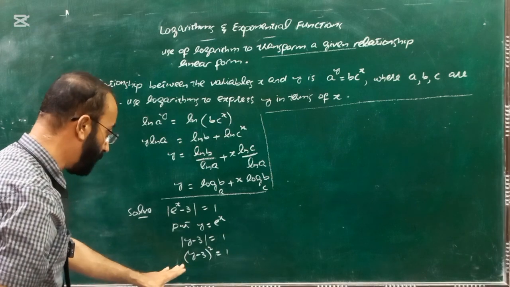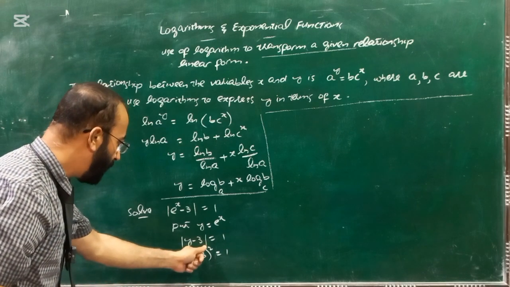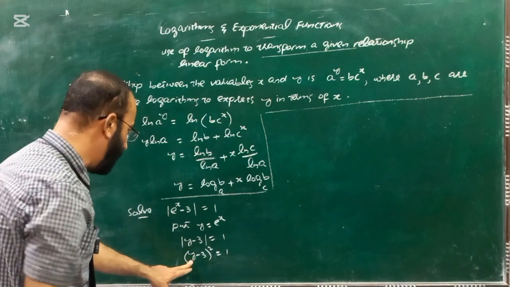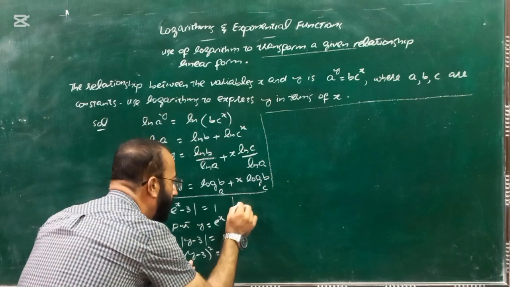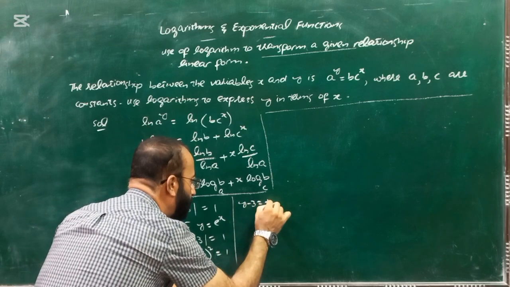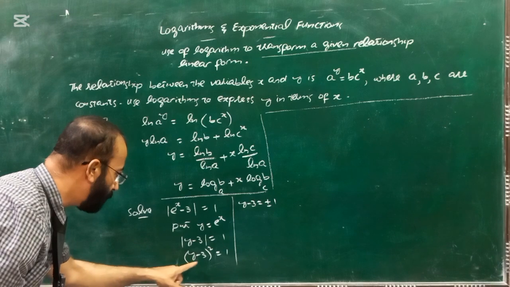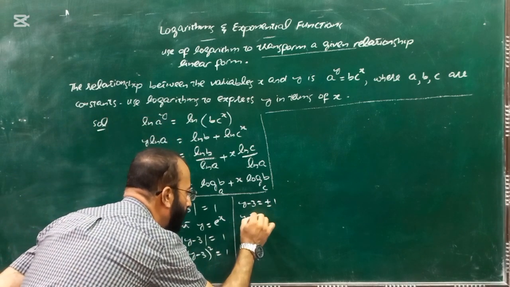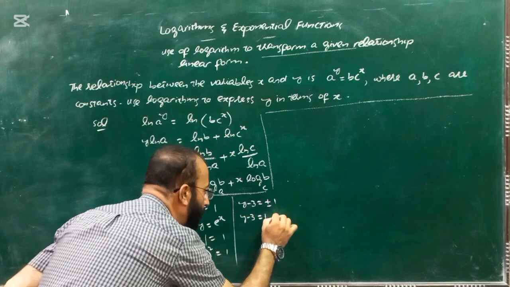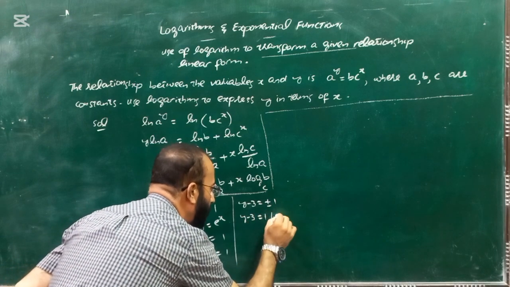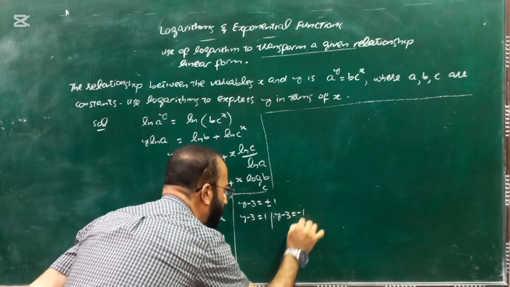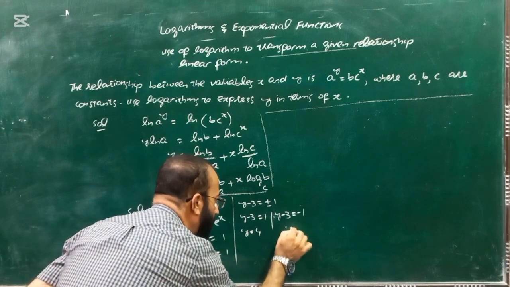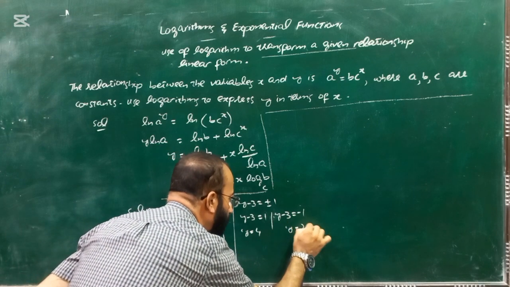So this is the method, students. Whenever you have to remove the mods, you have to take the squares of both sides. So at this step, y minus 3 will be equal to plus minus 1. So we have taken the square root on both sides. One time it will take equal to the positive value, and second time the negative value. So from here y is equal to 4, and from here y is equal to 2.